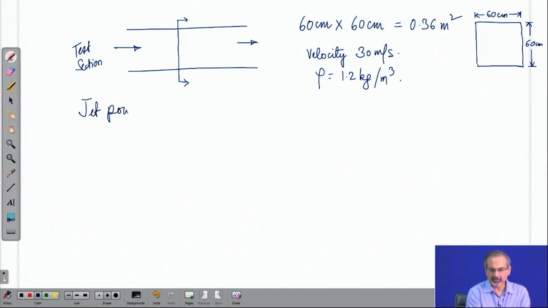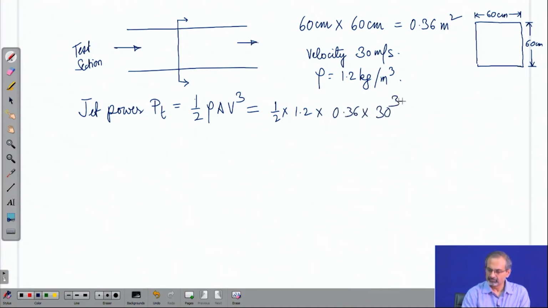Jet power by definition, as we have learnt already, is half rho A V cubed. If you just plug in these values, what do you get? You get 5832 watts. That is about 6 kilowatts of power.